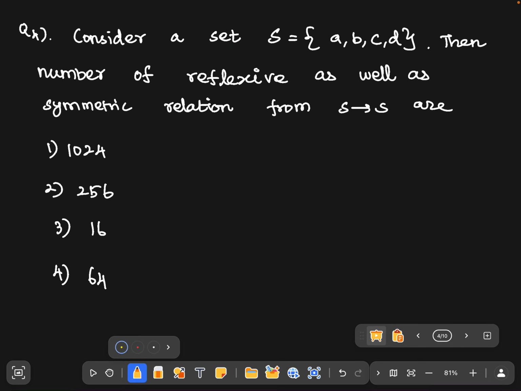Consider a set S equal to A, B, C, D. We have 4 elements A, comma, B, comma, C, comma, D. Then the number of reflexive as well as symmetric relations from S to S we have to find.